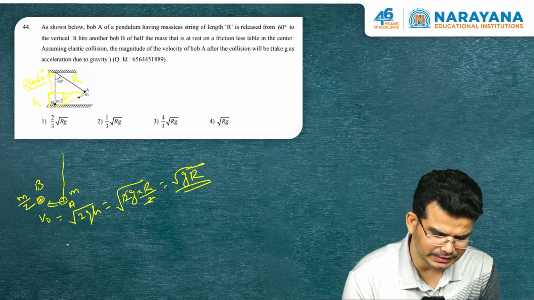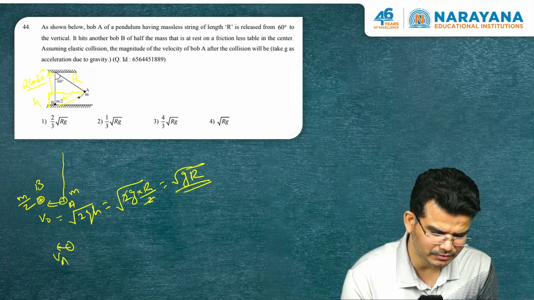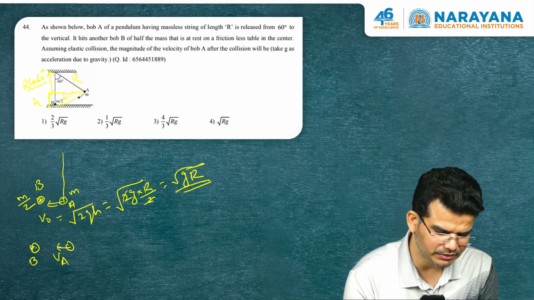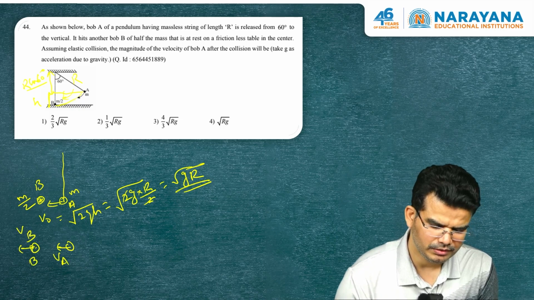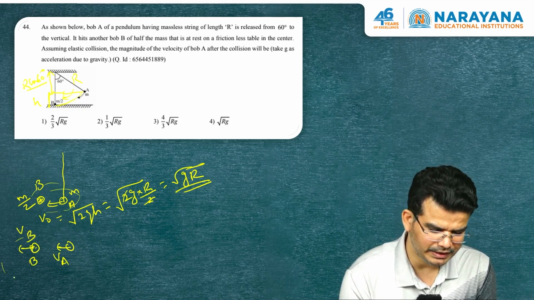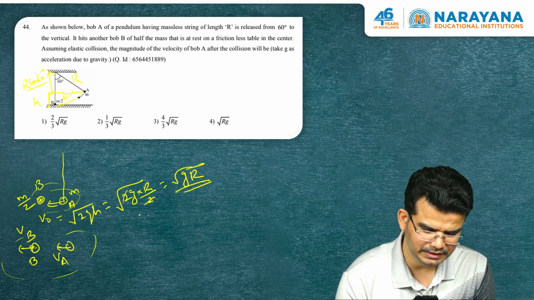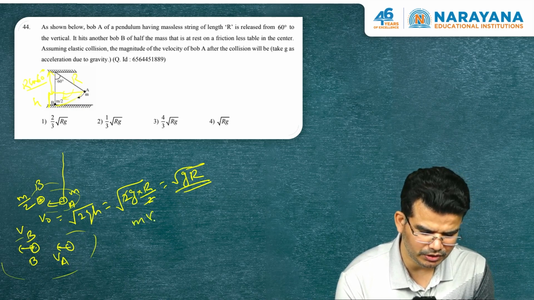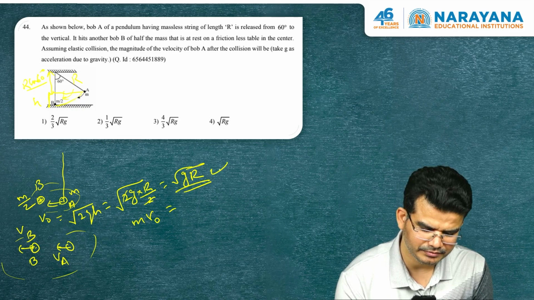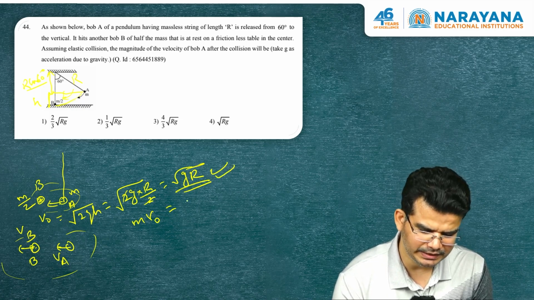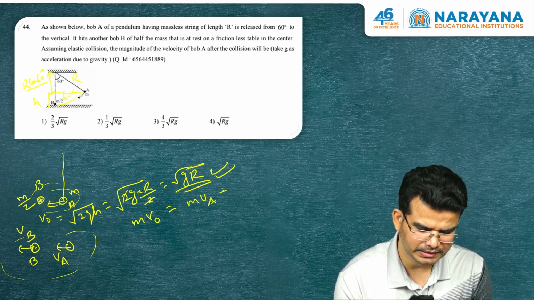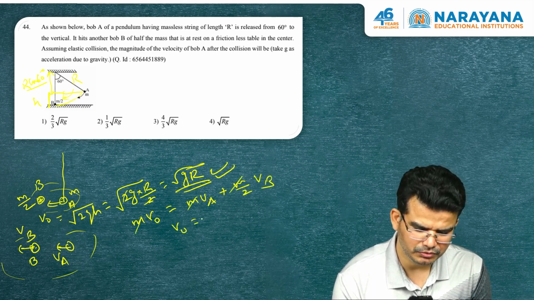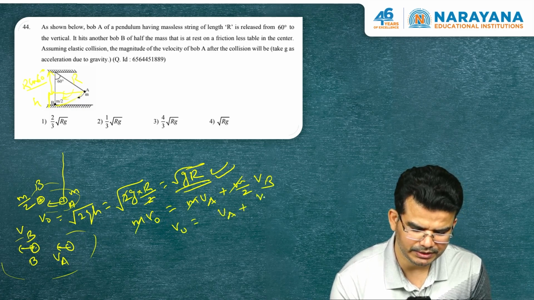After collision, let us say A will have velocity V A and B will have velocity V B. Can I apply momentum conservation? This is your initial and this is your final. P initial is m into V naught, where V naught value is root g r, and finally it is m V A plus m by 2 V B. m gets cancelled. So, we get V naught equal to V A plus V B by 2, very simple, first equation.